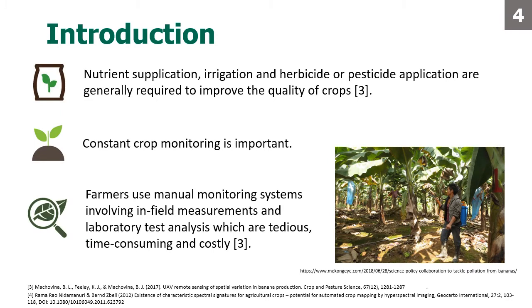In crop cultivation, nutrient supplication, irrigation, and herbicide or pesticide application are generally required to improve the quality of crops, and crops should be monitored constantly to maintain the health of the plants and to properly utilize farm inputs whenever or wherever needed. Farmers use manual monitoring systems involving in-field measurements and lab test analysis, which are tedious, time-consuming, and costly.